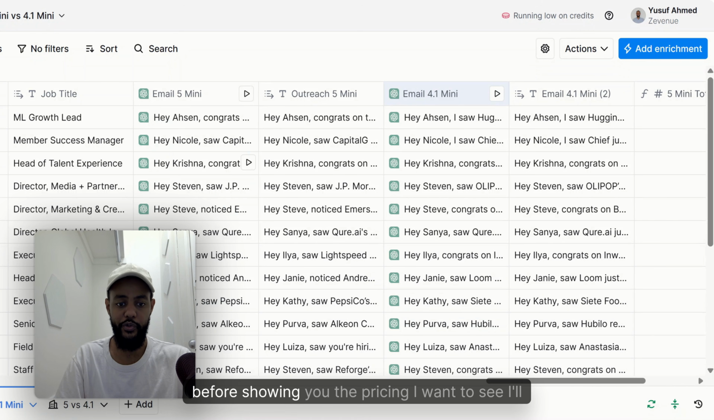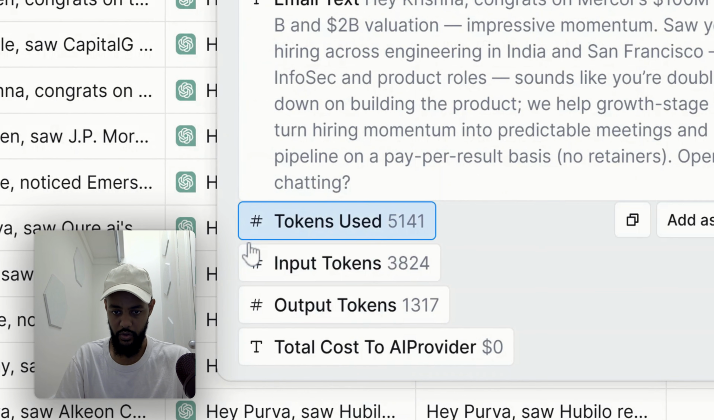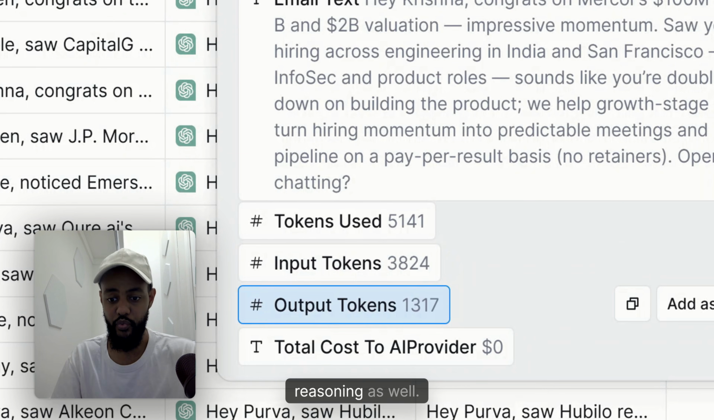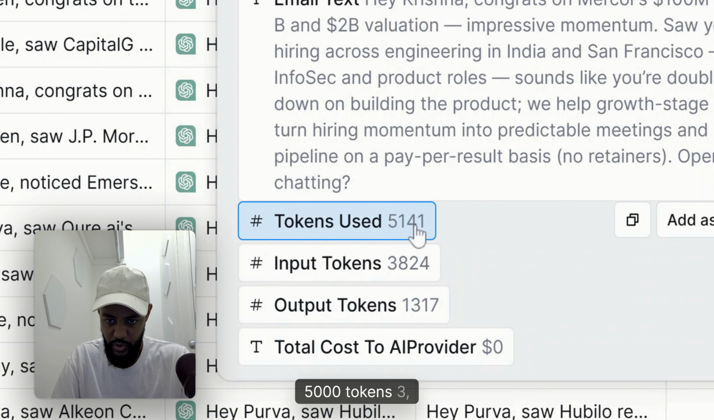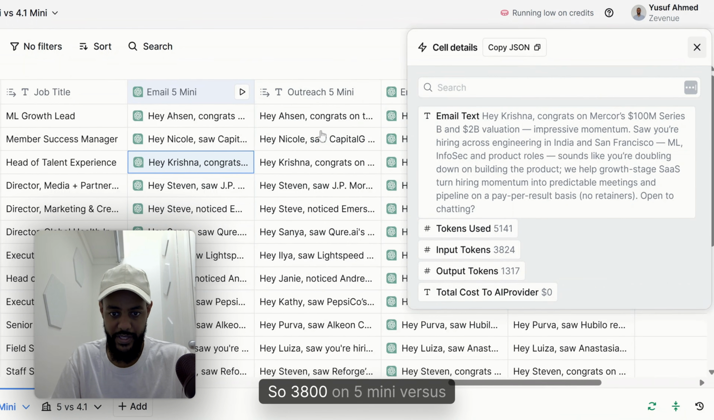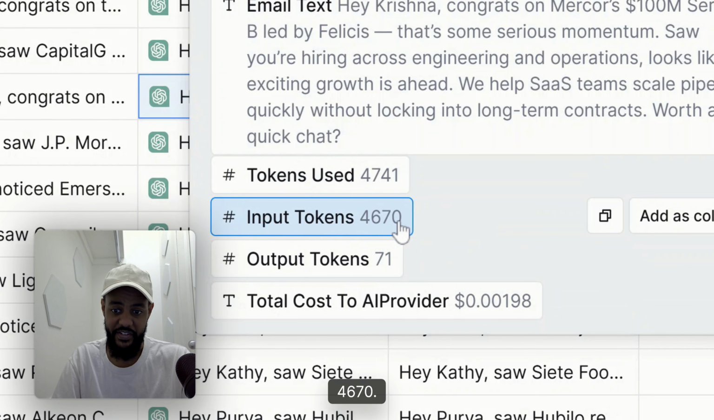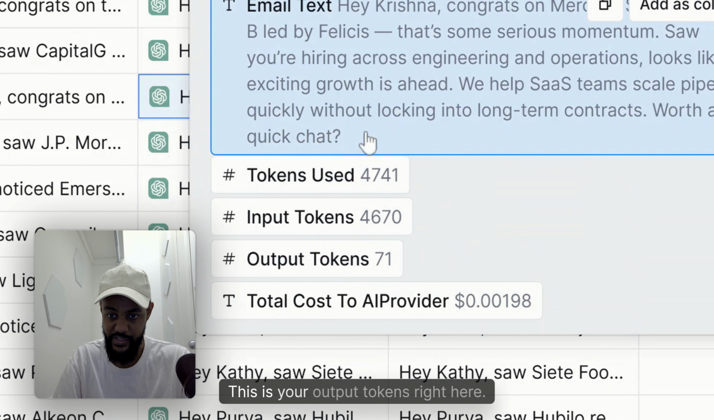And before showing you the pricing, I want to show you how the tokens look, because like I mentioned, the formula is that output tokens evaluates reasoning as well. And you can see, right, 5,000 tokens, 3,800 input, 1,300 on output. Let's compare the input and the output. So 3,800 on 5 mini versus 4,670. Okay, so slightly more here, but there's virtually no output tokens, right? This is your output tokens right here.